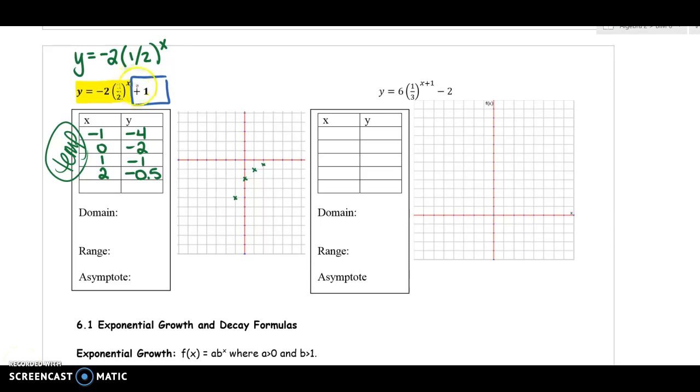After the x, is there any horizontal movement in the exponent? Is there any number added or subtracted in the exponent? If you're watching the video, I'm sorry, my 4th hour is like dead to the world today. No, there's nothing added or subtracted in the exponent, so there's no side-to-side movement. What does the +1 indicate? Up 1. Which means the asymptote is also going to move up 1. So you might want to go ahead and put that information in there. So take each temporary point and move it up 1.